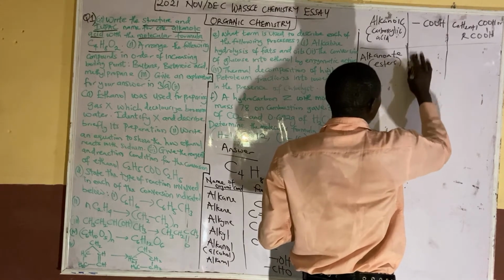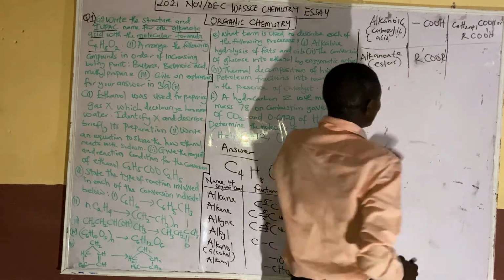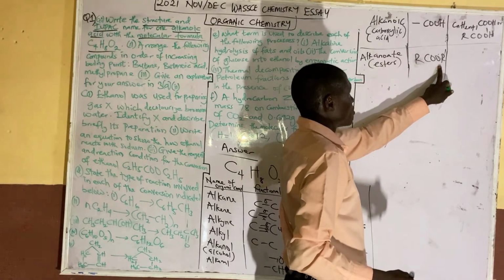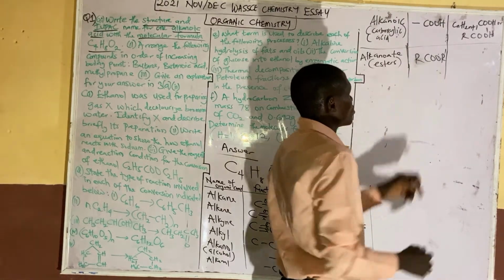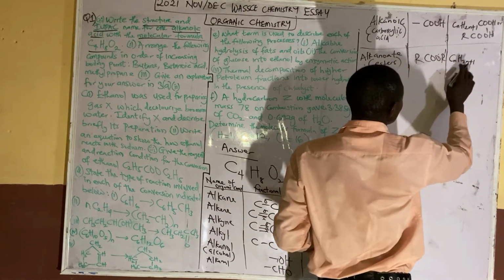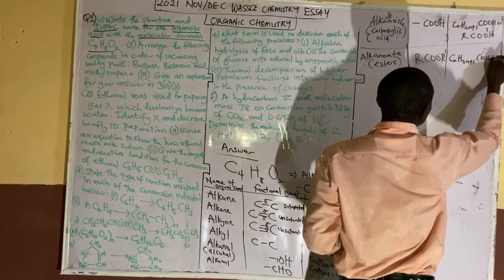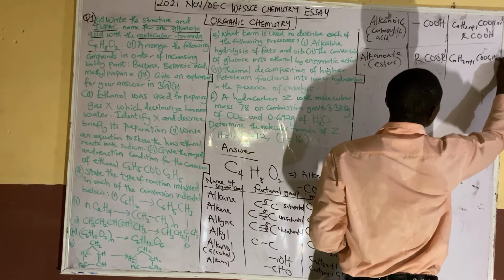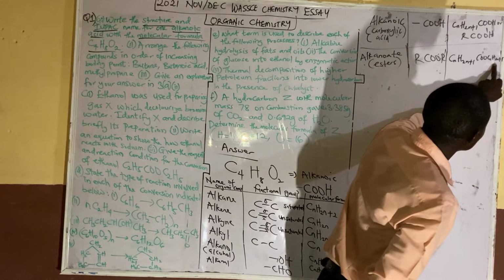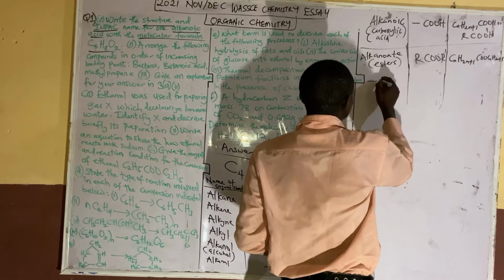The functional group of esters is R COOR. So you can call this first R the first alkyl in the front, and the other alkyl in the second position. If you want to write it in the general formula, we have CnH2n plus 1 COO CnH2n plus 1. So that's the ester.